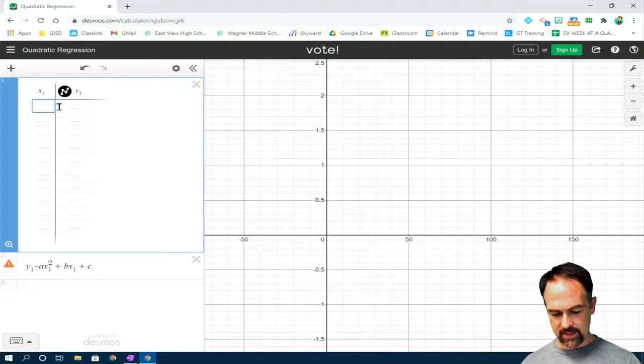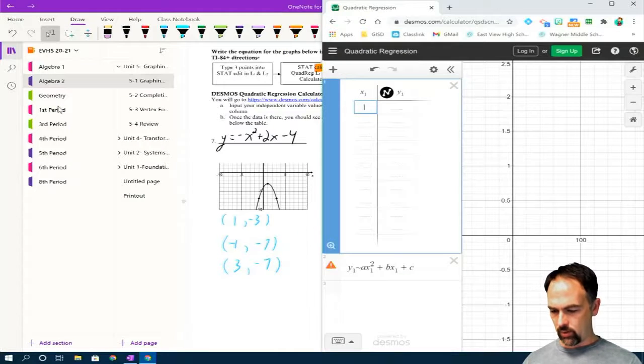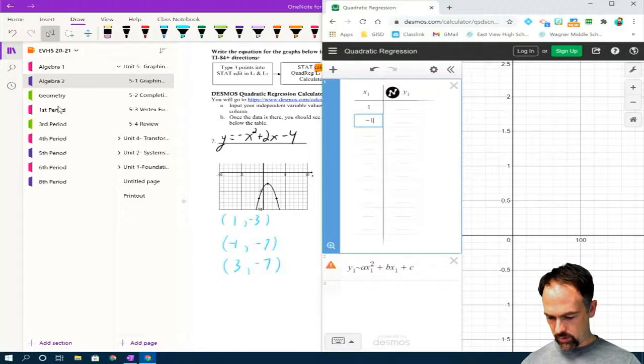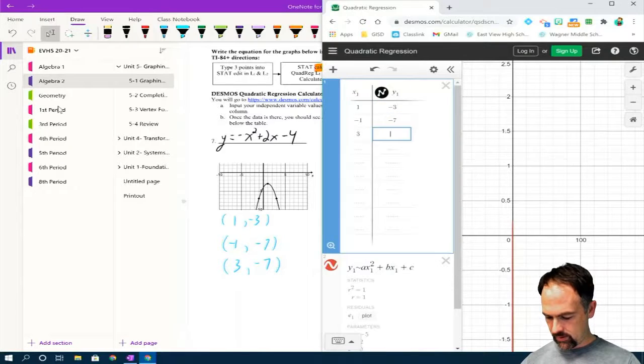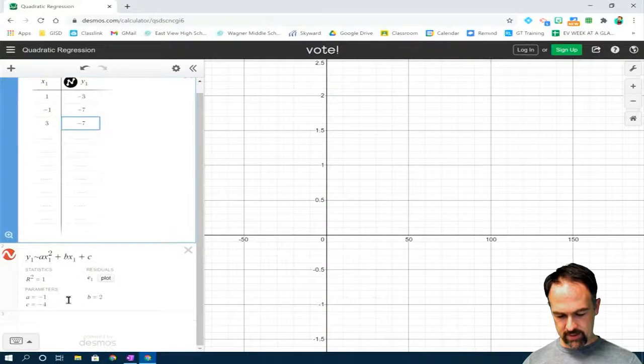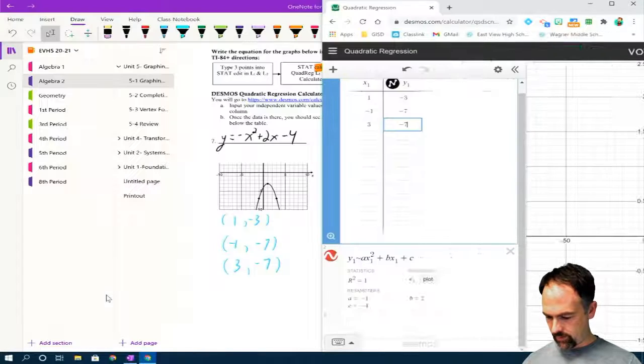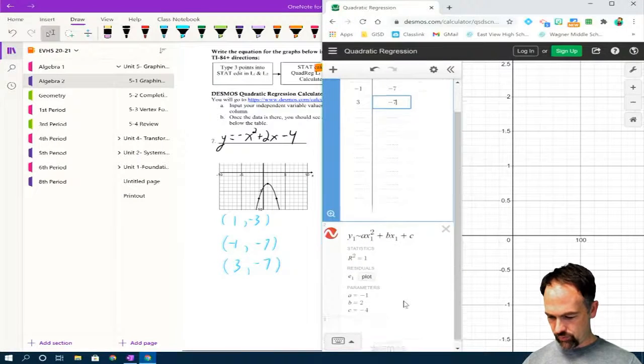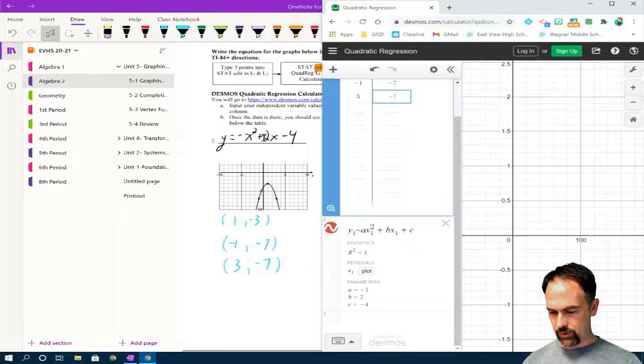Now, same idea as before. We're going to take all of our x values and put them into x1. So we've got 1, -1, 3. And then we've got -3, -7, -7. And we can see we got our A, B, and C values. A is -1, B is 2, C is -4.